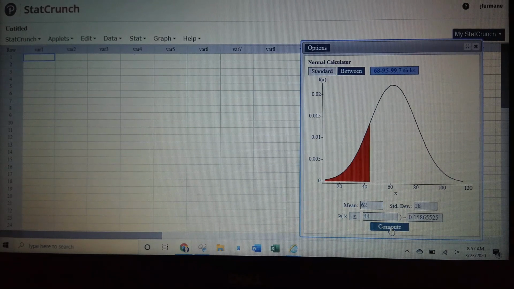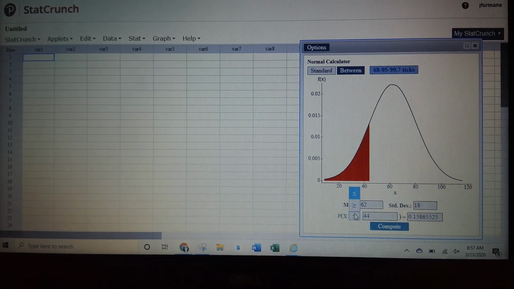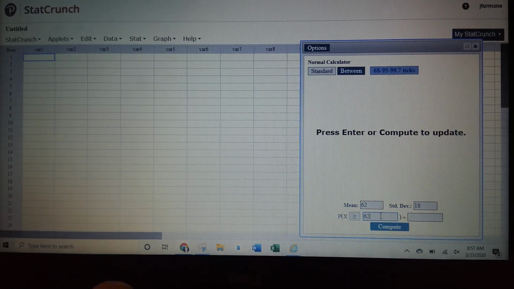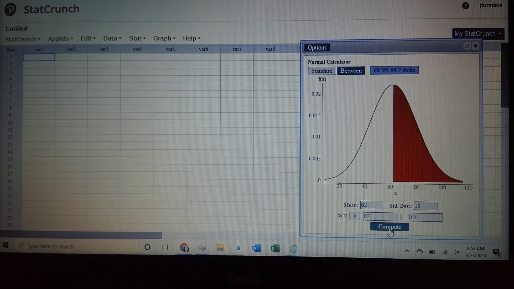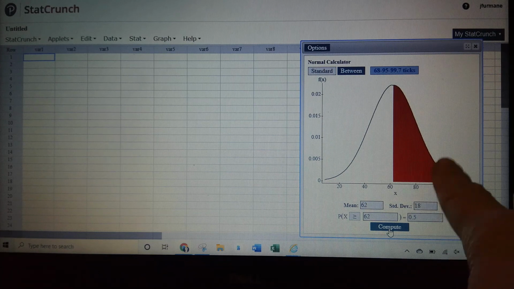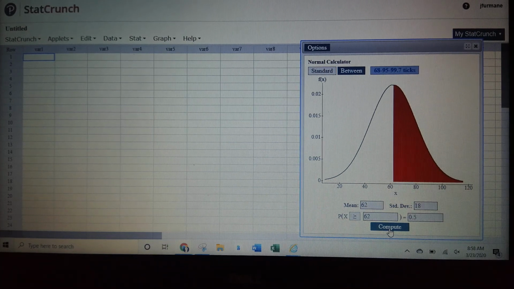Let's do it again for part B. Part B says find the probability x is greater than 62. So we're going to change this to greater than 62. Probability is 0.5. And I like how it shades the graph. See how it shows me exactly what's bigger, or the area that's shaded. We're looking for the right side of the graph, not the left.